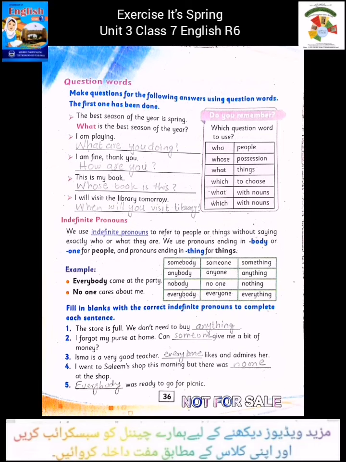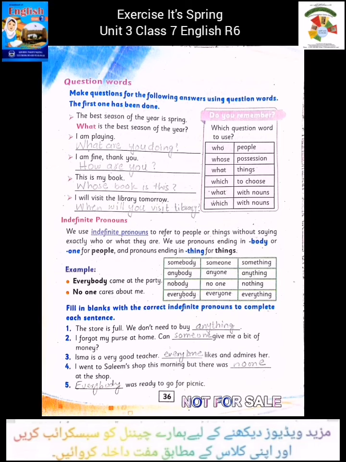So the next question is question words. Make questions for the following. Answer using question word. The first one has been done. The first question word is being discussed in the side box. Which question word to use? So who is used for people. Whose is used when we are talking about possessions or things.